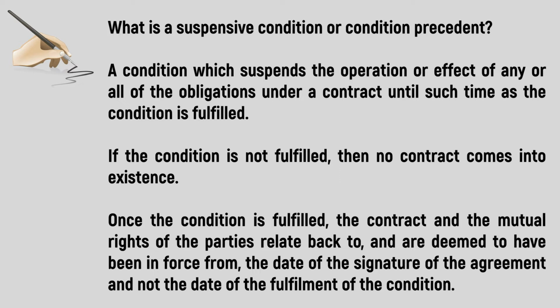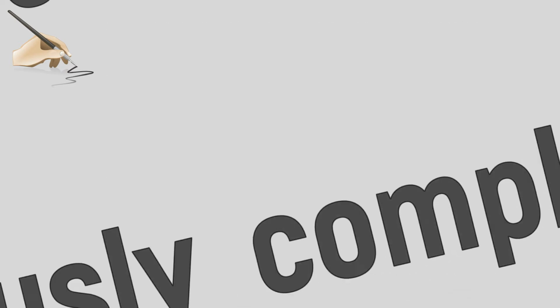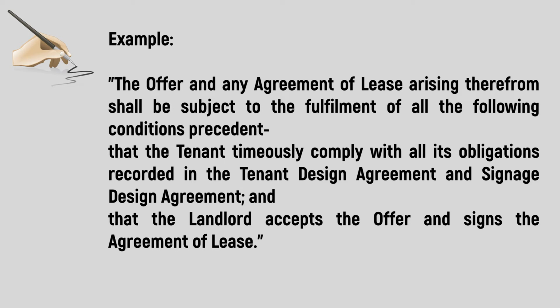A suspensive condition can be described as a condition which suspends the operation or effect of any or all of the obligations under a contract until such time as the condition is fulfilled. If the condition is not fulfilled, then no contract comes into existence. Once the condition is fulfilled, the contract and the mutual rights of the parties relate back to and are deemed to have been enforced from the date of the signature of the agreement and not the date of the fulfillment of the condition.